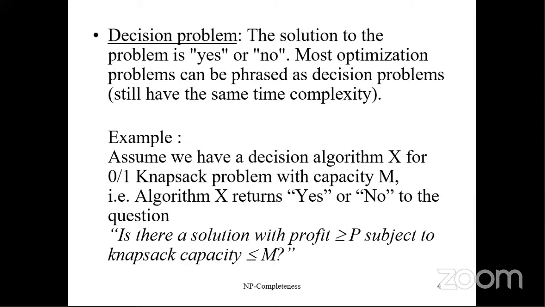So assume that we have a decision algorithm X for a knapsack with capacity M. The algorithm X returns yes or no to the question: is there a solution with a profit greater than or equal to P, subject to the knapsack capacity? That is, the profit of the items that can be included in that collection is greater than or equal to P, subject to the fact that you do not exceed the capacity.